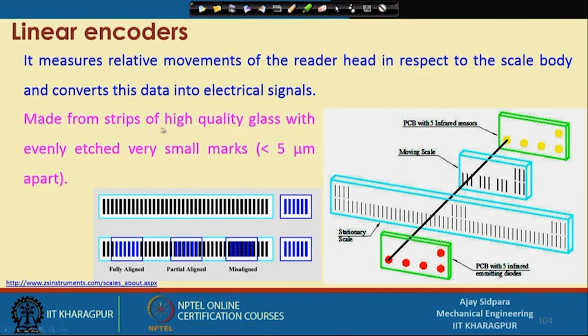Yeah. So, it is made from a strip of high quality glass with evenly etched very small marks. So, how to create these marks, correct. That is also important, because we are discussing that the distance between the two marks should be 0.1 micron or something. So, what we are talking about here is this particular distance between those two marks, and in a similar way you will get the signal out of it, right. So, these are the distances between these two.